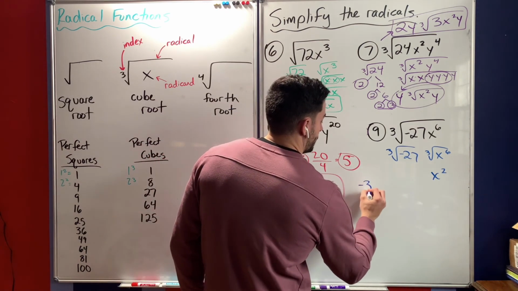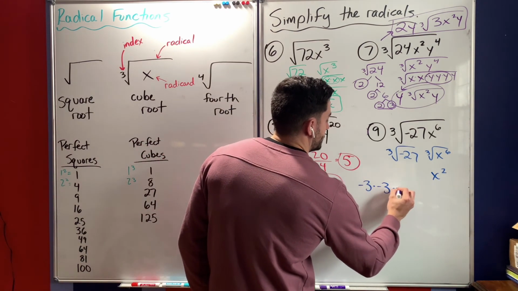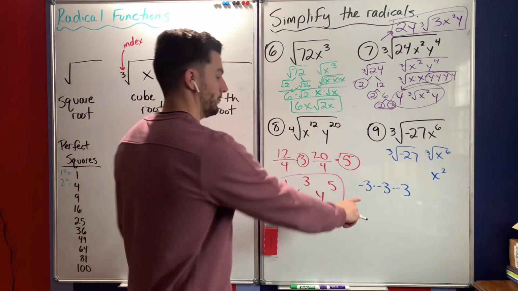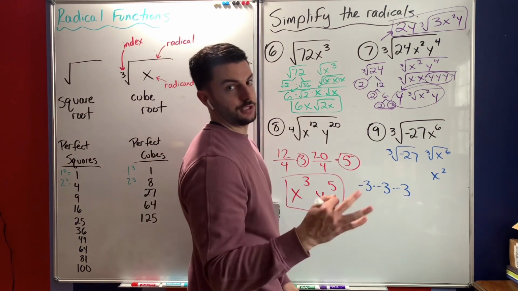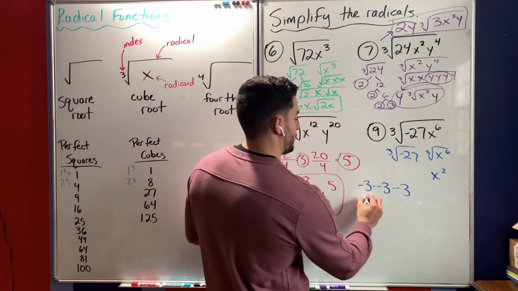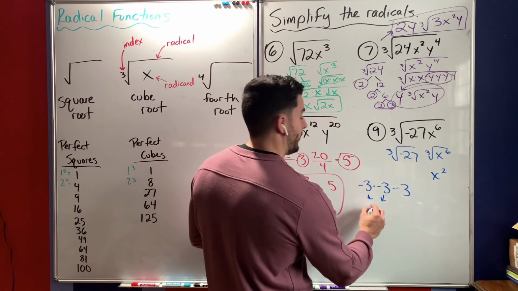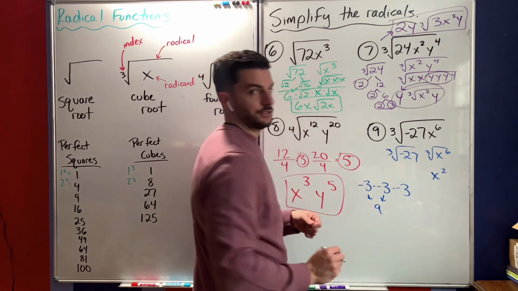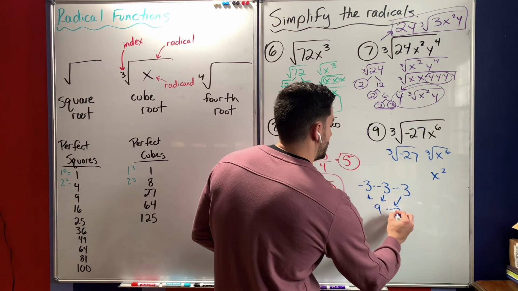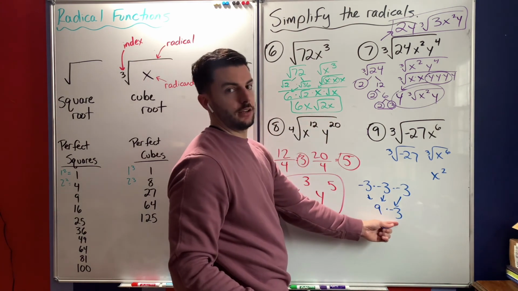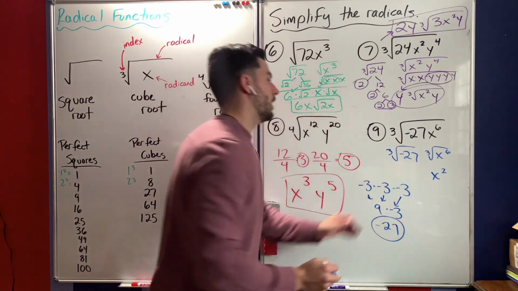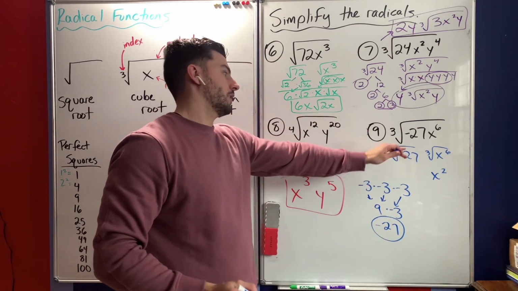But consider this. What would negative 3 times negative 3 times negative 3 multiply to give you? That's negative 3 times itself 3 times, or negative 3 cubed. If I just did the first two, negative 3 times negative 3, I would get a positive 9. But then if I bring down this third one, what's 9 times negative 3? Negative 27.